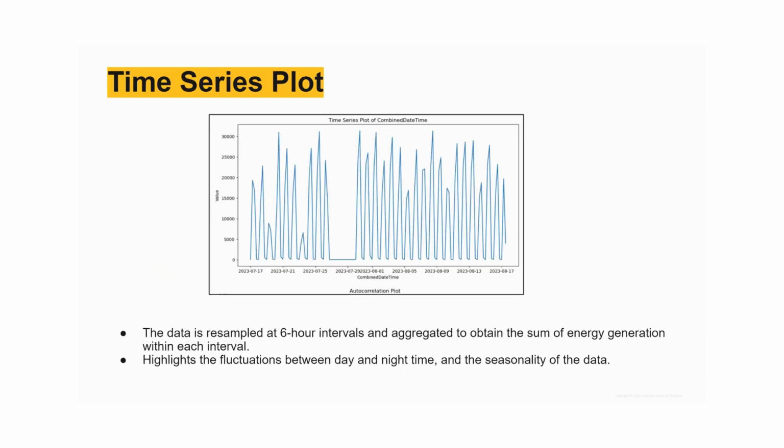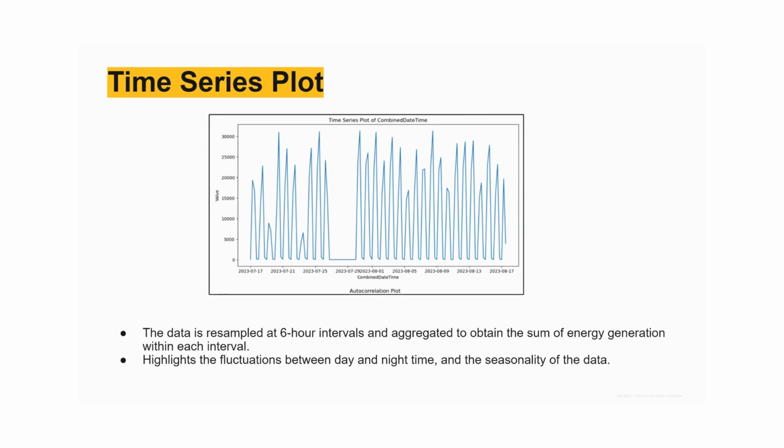Now moving to the time series plot, we conducted a time series analysis as well for the data which was provided. So first we resampled the data for every 6 hours interval, and then we aggregated the data to obtain the sum of the energy generation within each interval. So in this way, we were able to compare the day and night fluctuations for the energy output from the solar panel, and we were also able to determine the seasonality of the data.